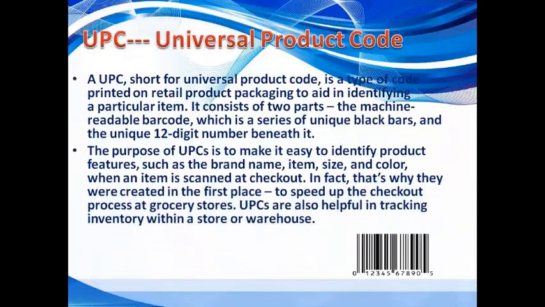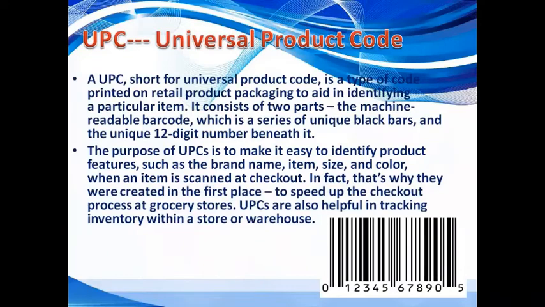So when we talk about the barcode reader, what is UPC? UPC, short for Universal Product Code, is a type of code printed on retail product packaging to aid in identifying a particular item. It consists of two parts: the machine-readable barcode, which is a series of unique black bars, and the unique 12-digit number beneath it. The purpose of UPC is to make it easy to identify product features such as the brand name, item, size, and color.